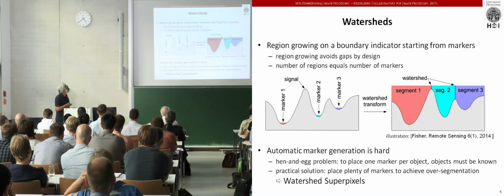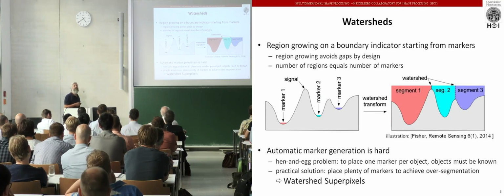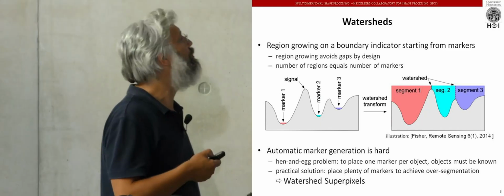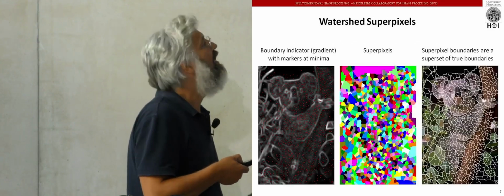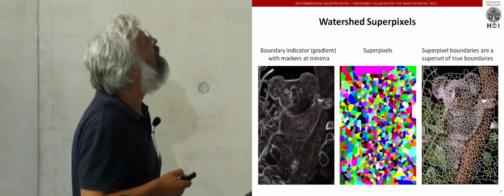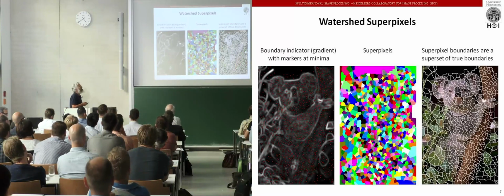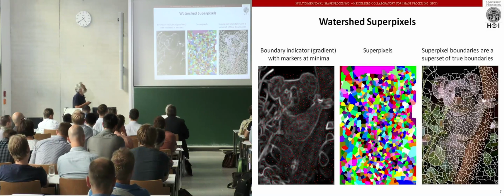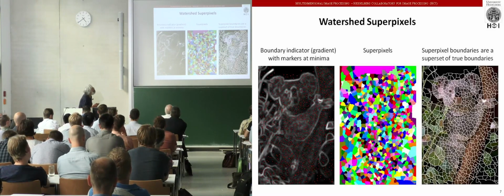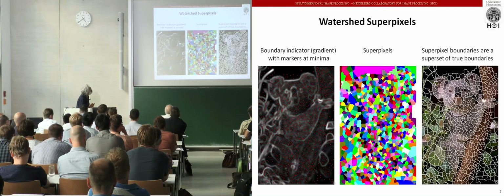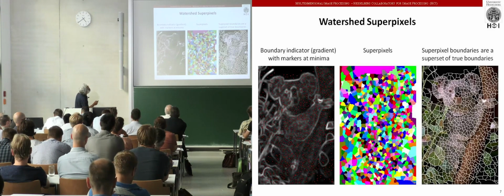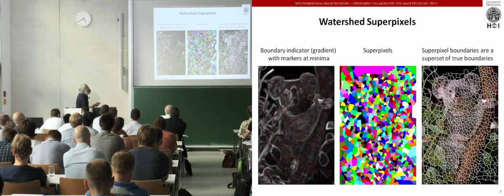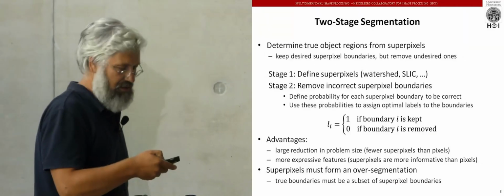And what most people do nowadays with watersheds is not to use it as an algorithm to produce the final segmentation, but to produce watershed superpixels, which means we place more markers than regions, and then perform the region growing, and then we end up with a superset of the true boundaries if the markers were placed reasonably and the boundary indicator is good. So here, for example, these will be the superpixels that arise from the set of markers that are marked in red in the left image. So these are the superpixel regions, and these are the boundaries. And you see, for example, here, the upper border of the koala is a part of the superpixel boundaries.